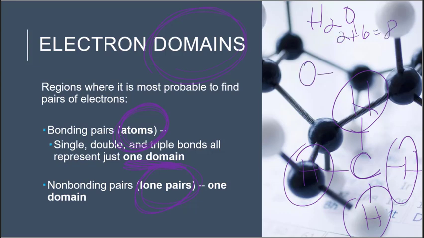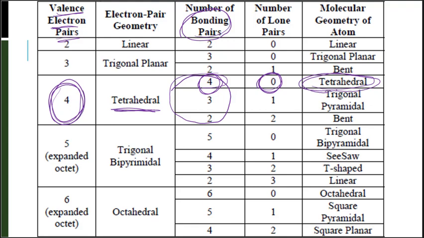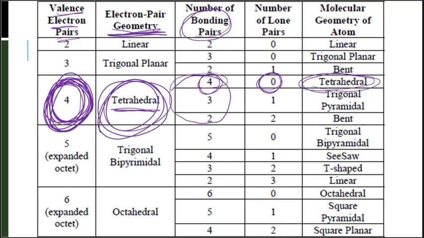I'm going to have my oxygen, I'm going to have 1 H, I'm going to have a second H, so that's 1, 2, 3, 4. I need 5, 6, 7, 8. If I'm looking at water, I would have 1, 2, 3, 4 domains off of my central atom. Of those 4 domains, 2 of them are bonding atoms, 2 of them are lone pairs. Let's go back to this chart. I had 4 domains off of my central atom, so its electron pair geometry is tetrahedral. But I had 2 bonding atoms and 2 lone pairs.